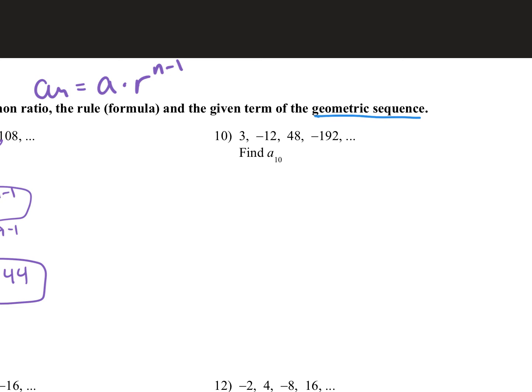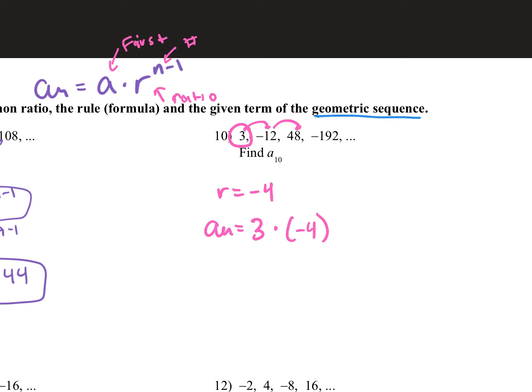So for our geometric, this is our equation where A is the first term, R is our common ratio, so that's what we're multiplying to get from one number to the next, and N is the number of the term that we're looking for. All right, so for number 10, what am I multiplying to get from one number to the next? -4. And then when we plug that into our equation, what's the first term? 3. So 3 times -4 to the power of n minus 1. And then what am I going to plug in for n? 10, because it asked me for the 10th term.